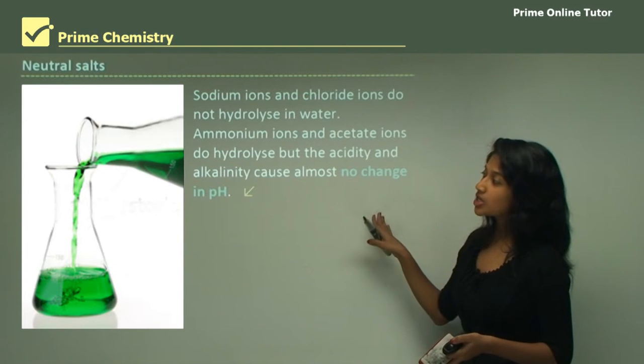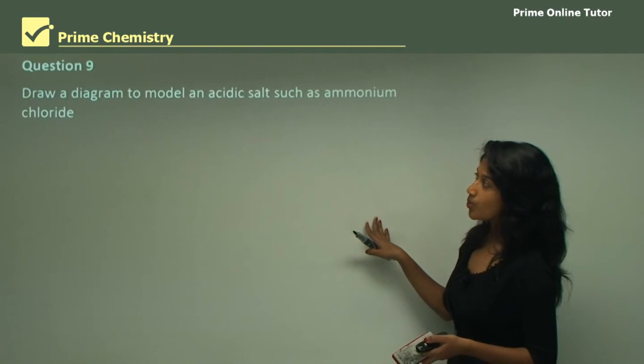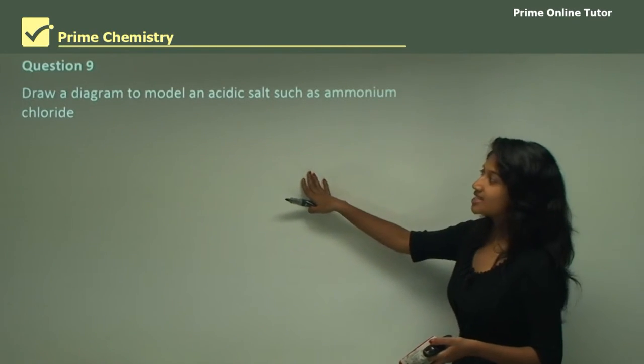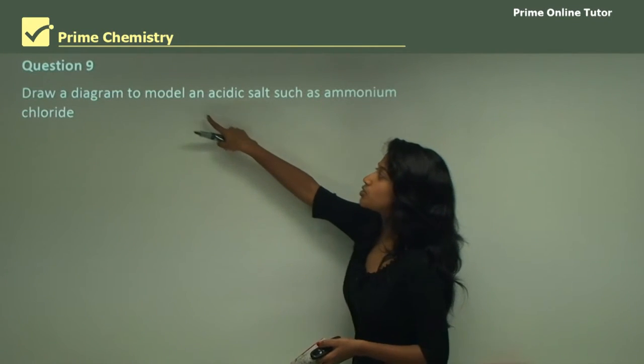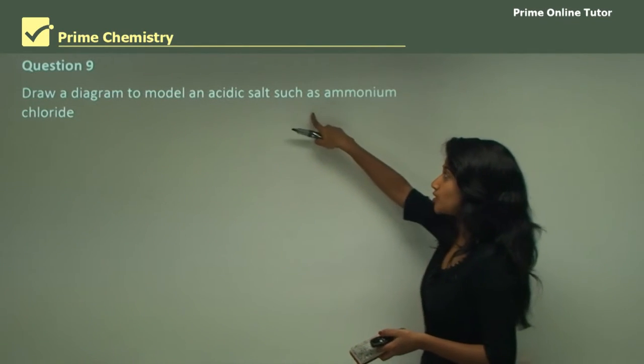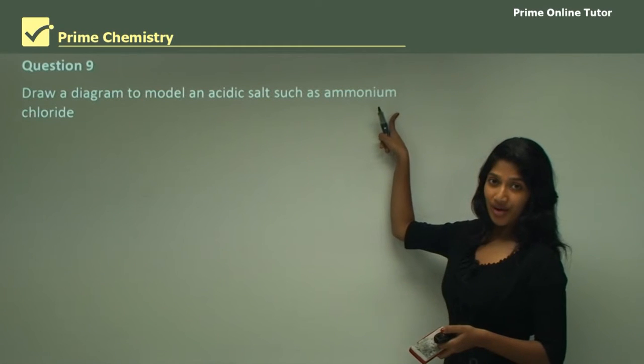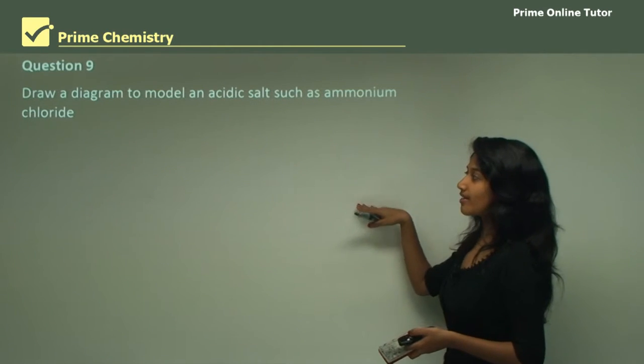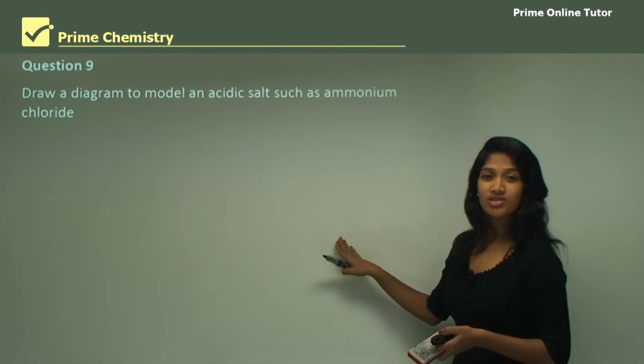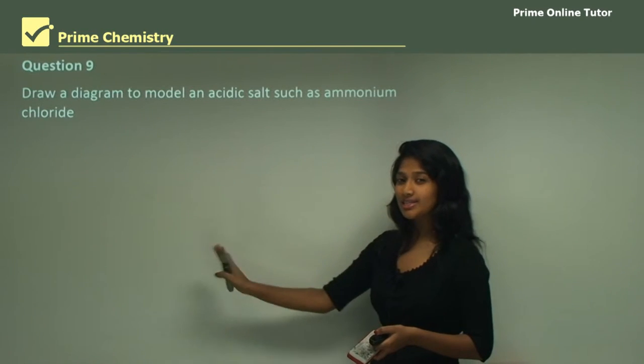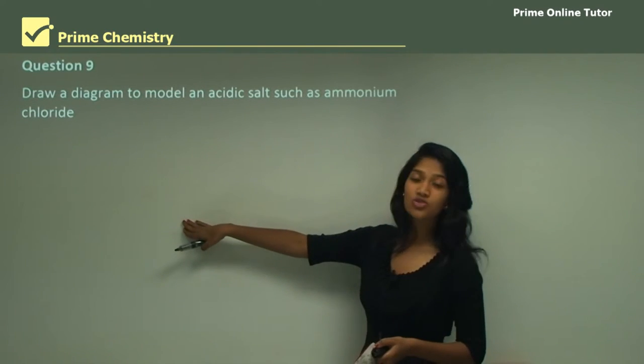Now let's move into some questions. We have question 9 here. It's saying draw a diagram to model an acidic salt such as ammonium chloride. When you're doing something like this, you always have to write your equations, see what's actually going on inside the beaker, and then draw a diagram.